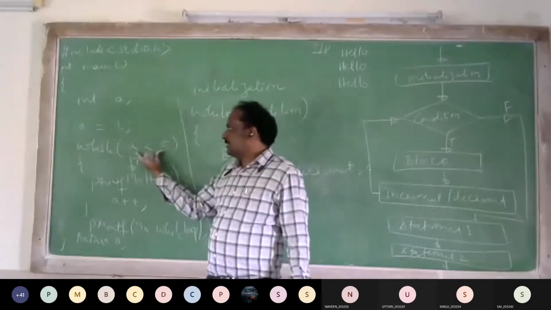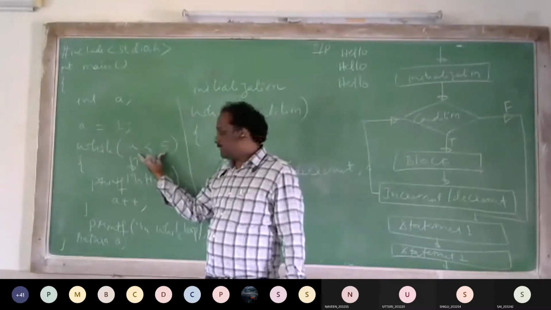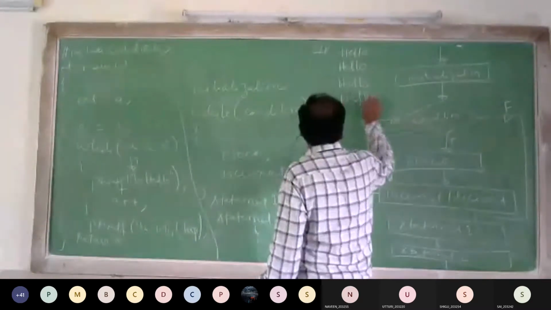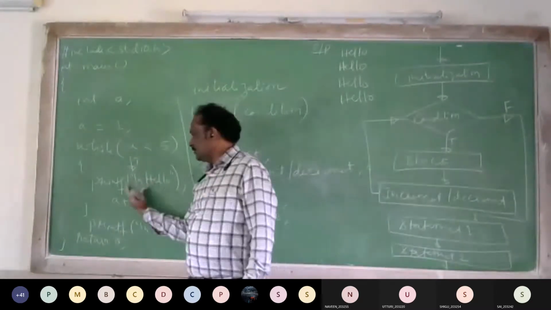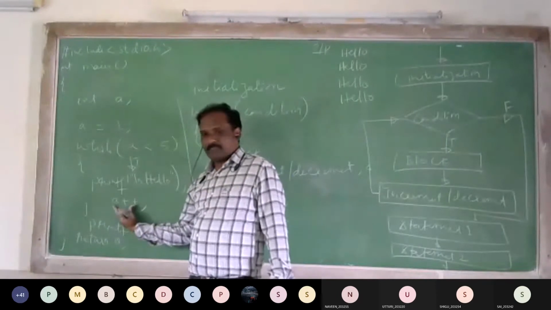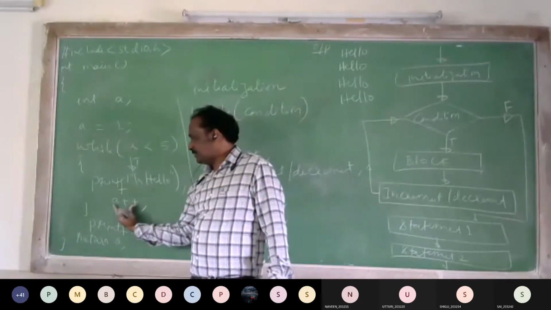Again test the condition. 4 is less than 5? Yes, true. True means inside. So printf hello. A plus plus. A is equal to A plus 1. 4 plus 1? 5. Now A value will change to 5.